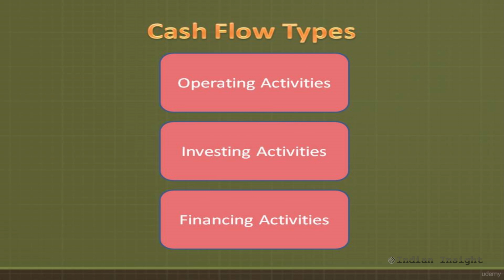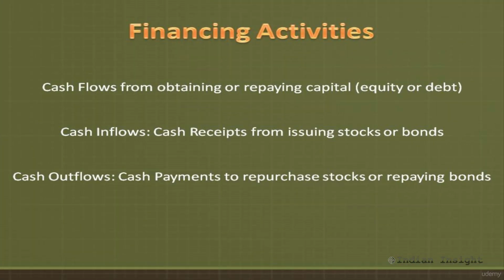These categories are the operating activities, investing activities, and the financing activities. Let's start with the bottommost activity. Cash flow from financing activities are cash flows from activities related to obtaining or repaying capital to be used in the business. So financing activities include obtaining or repaying capital such as equity and long-term debt. The two primary sources of capital are shareholders and creditors.